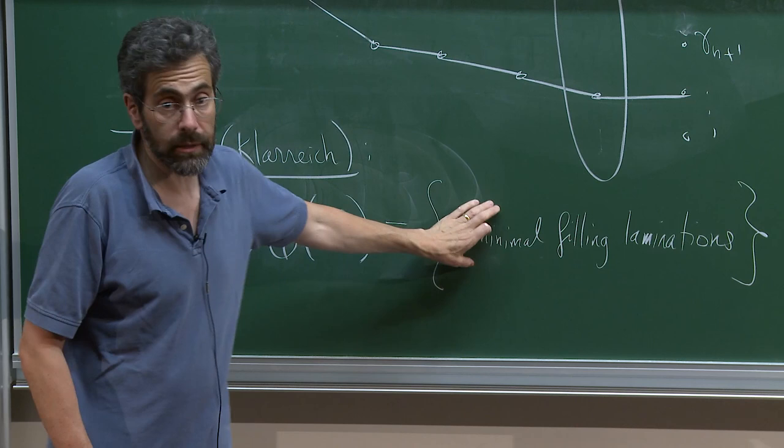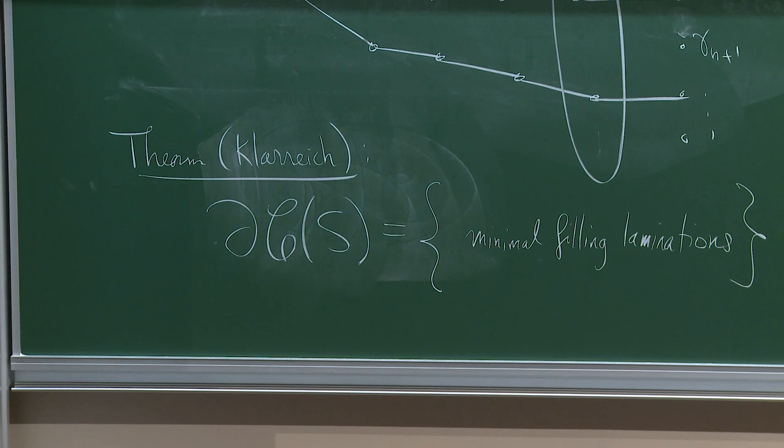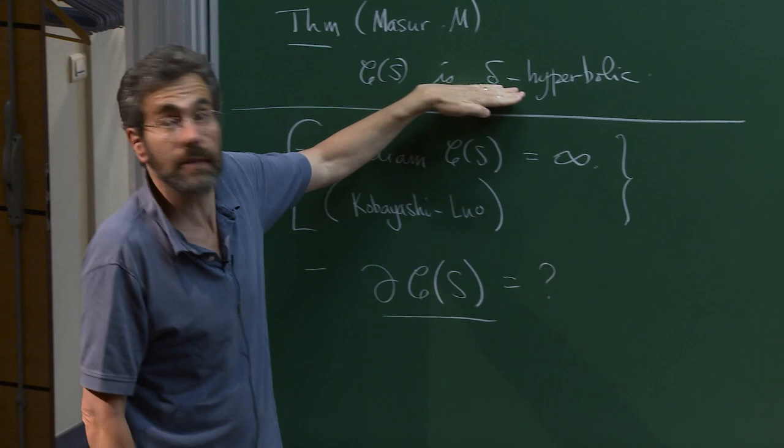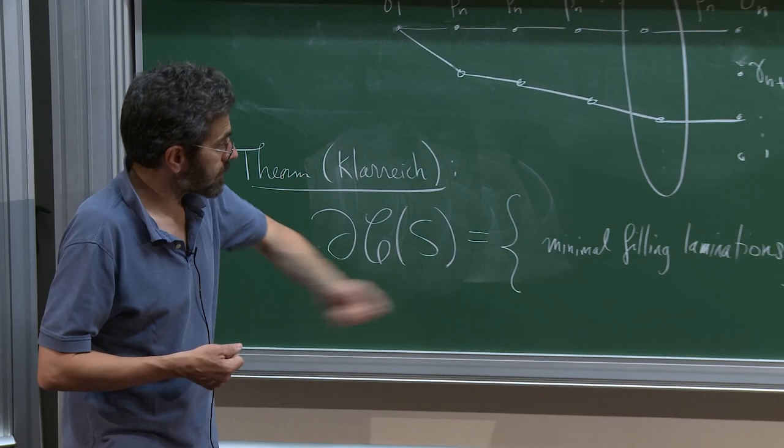Okay, but the punchline is we have this infinite diameter hyperbolic space. I didn't prove hyperbolicity, I guess, in the time we have. It has infinite diameter, and the boundary is really tightly connected to the notion of laminations in this way. Okay, so laminations really are how we get to infinity in this object.